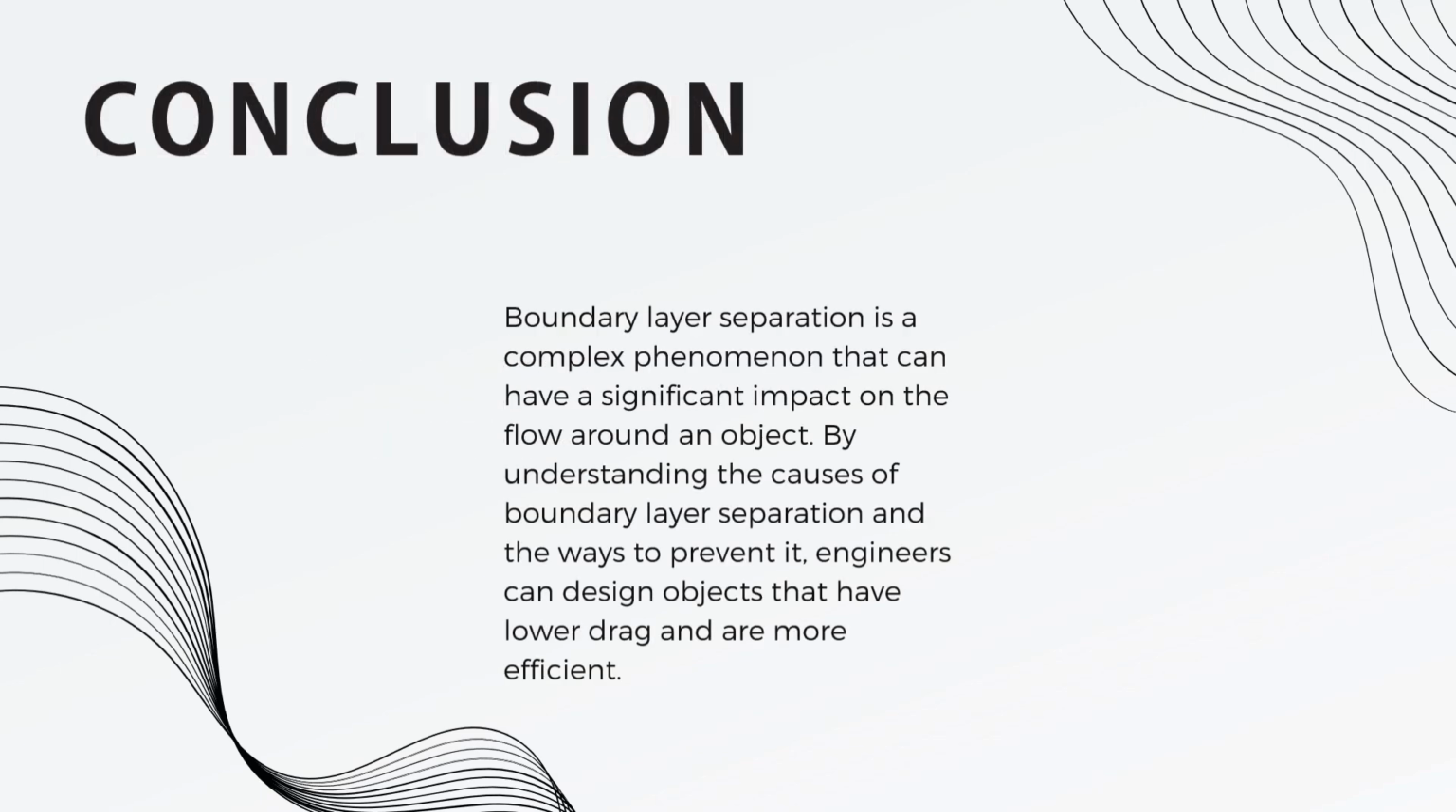Conclusion of the topic. Under certain conditions, such as high flow velocities, adverse pressure gradient, or surface irregularities, the boundary layer can separate from the surface. This means that the flow no longer follows the contour of the object and detaches, leading to a region of recirculating or stagnant fluid between the separated boundary layer and the surface. Boundary layer separation is a complex phenomenon that can have significant impact on the flow around the object. By understanding the causes of boundary layer separation and the ways to prevent it, engineers can design objects that have lower drag and are more efficient.